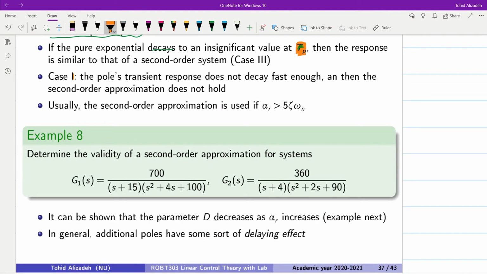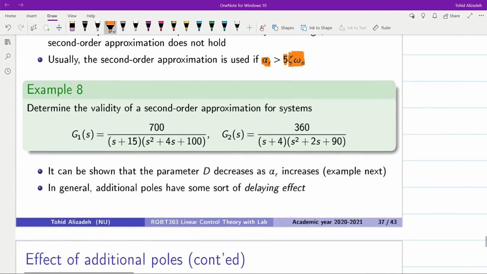However, in case 1, the post-transient response doesn't decay fast enough, so the second order approximation will not be valid. If we plot the whole response of the system, we will see how different it is from the response of a second order system. As a general rule, we will use this second order approximation when alpha_r is bigger than 5 times zeta omega_n. If it's bigger than this, we say that the second order approximation is valid. If it's not bigger, then it is not valid, and we will see how to deal with that.